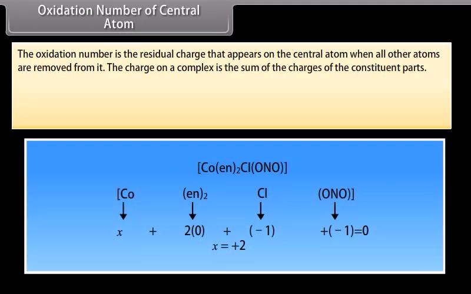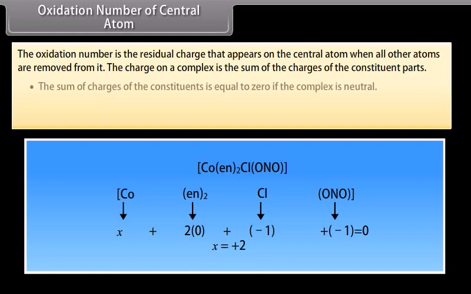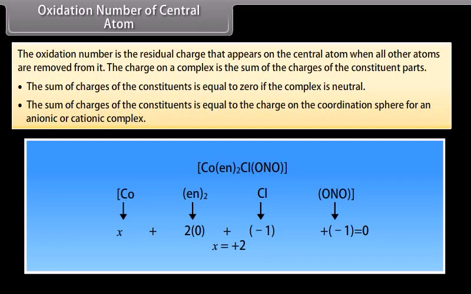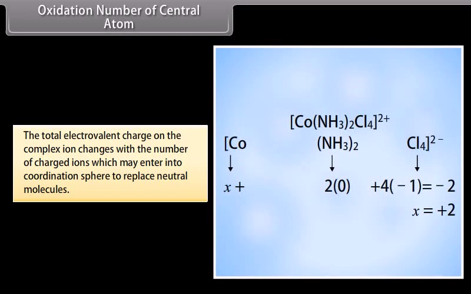Oxidation number of central atom. The oxidation number is the residual charge that appears on the central atom when all other atoms are removed from it. The charge on a complex is the sum of the charges of the constituent parts. The sum of charges of the constituents is equal to 0 if the complex is neutral. The sum of charges of the constituents is equal to the charge on the coordination sphere for an anionic or cationic complex. The total electrovalent charge on the complex ion changes with the number of charged ions which may enter into the coordination sphere to replace neutral molecules.